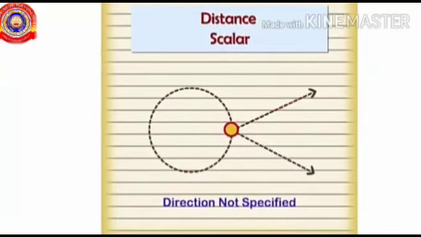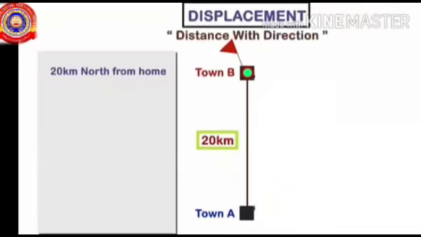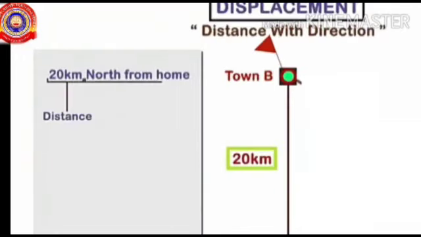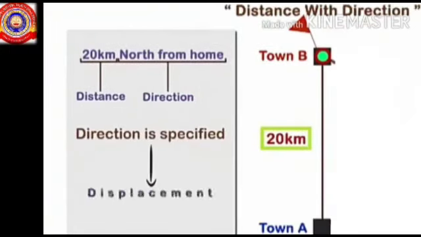Coming to displacement, we know distance with direction is displacement. Here, 20 km is the distance. Along with it, we specify north, that is its direction. As direction is specified, displacement becomes a vector quantity.